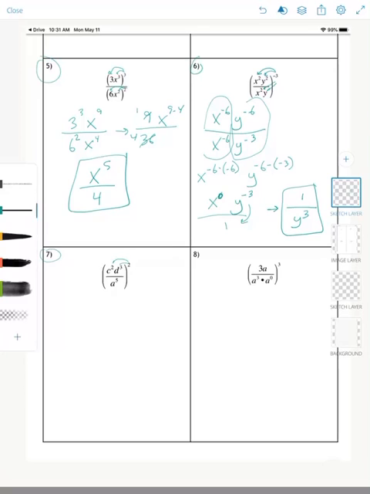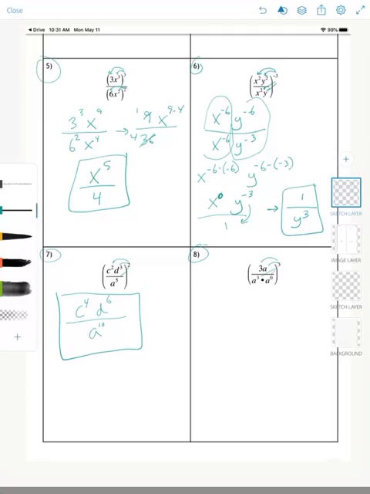Okay, this number 7, this 2 gets handed to each of the bases, so we get c to the second is c to the 4th, d to the 3 times 2 or 6, a to the 5 times 2 or 10. Now I don't see anything that can be reduced, there's no negative exponents, this one appears to be done.